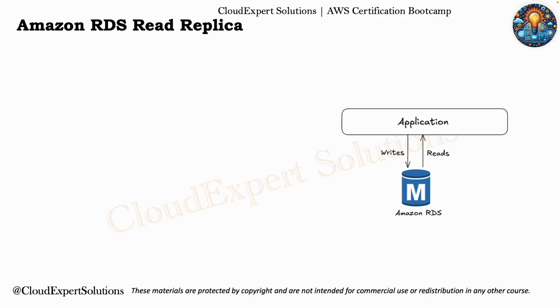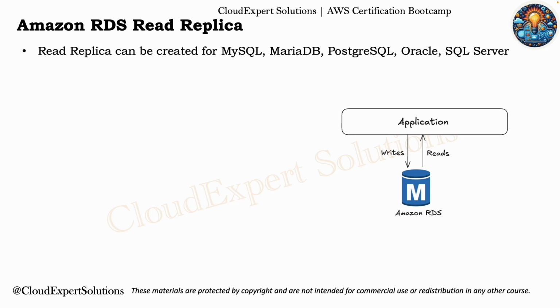Now let's review RDS Read Replica. RDS supports Read Replicas for MySQL, MariaDB, PostgreSQL, Oracle, and SQL Server database engines. Amazon RDS creates a second database instance using a snapshot of the source database instance. It then uses the engine's native asynchronous replication to update the read replica whenever there is a change to the source database instance. Then the read replica operates as a DB instance that allows read-only connections.